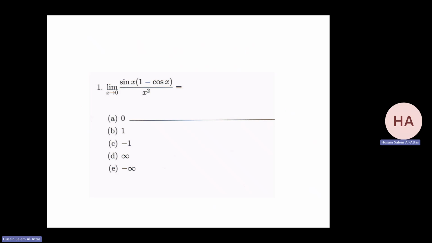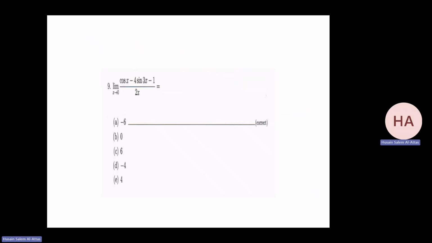Next, sine x times 1 minus cosine x over x squared. Yeah, if you think about it, it's an easy one. This is x squared, I make it x times x, and I distribute it: sine x over x, 1 minus cosine x over x. This is 1 and this is 0. So the answer is 0. Easy one.